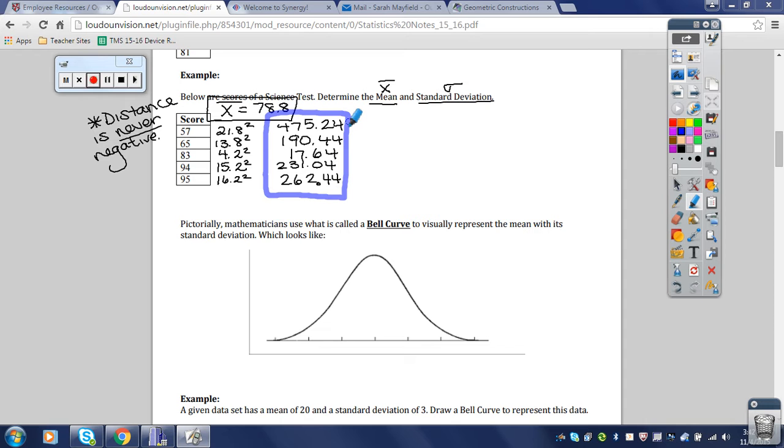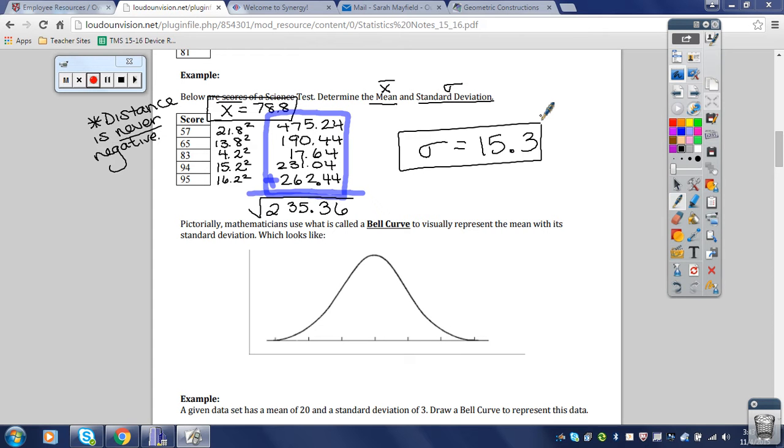How do you find the average? You're going to add all of these up and then divide by 5. All right, so let's add them all up. 475.24 plus 190.44 plus 17.64 plus 231.04 plus 262.44. Hit enter. Divide by 5. You get 235.36. So now my last step, I'm going to square root it. So my standard deviation is 15.3.